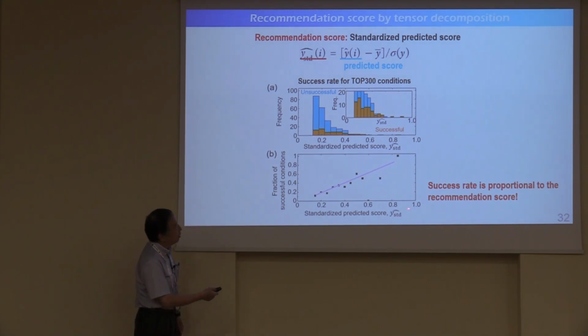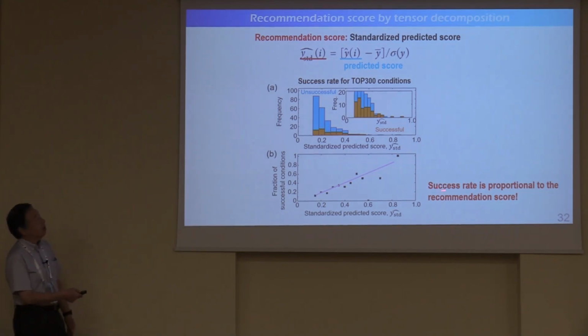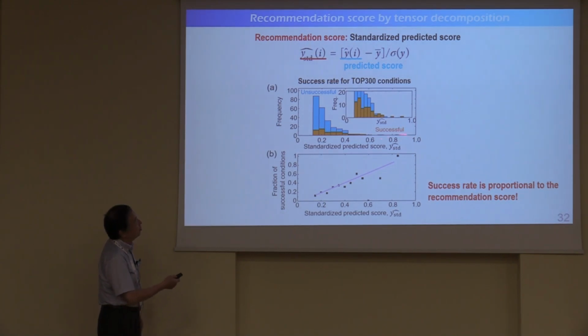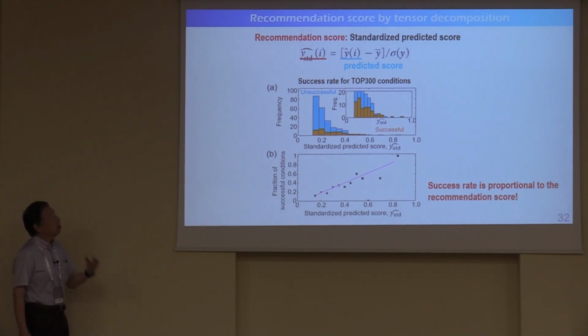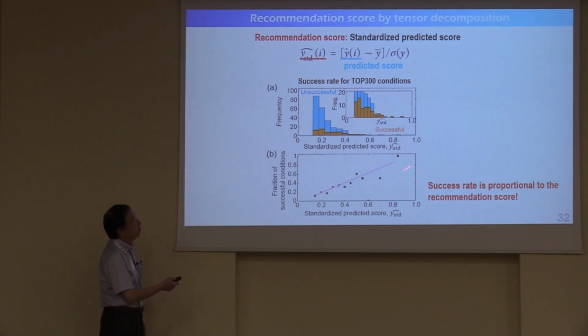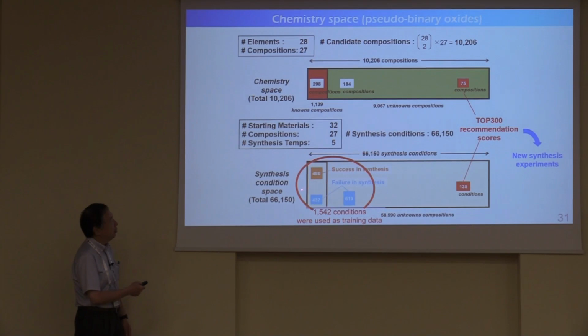With the increase of the predicted score, the fraction of successful conditions increases almost linearly. So it means the success rate is proportional to the recommendation score or predicted score. So if we perform these cases, then there is a good chance to find new material from the corresponding zone. But unfortunately, those showing high recommendation scores are located within this normal composition.